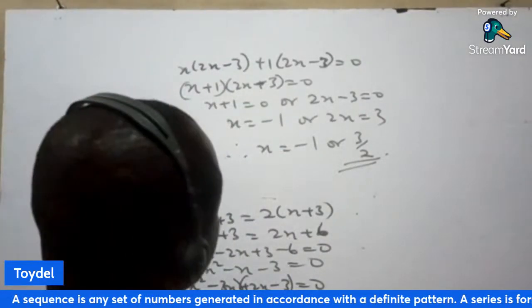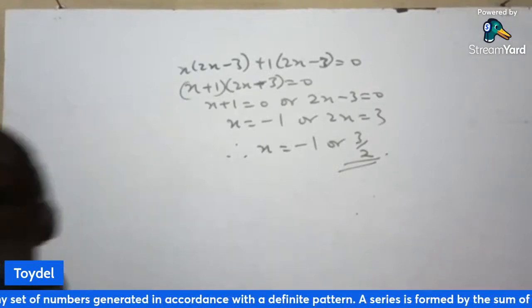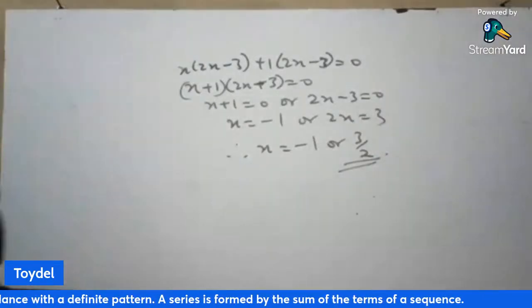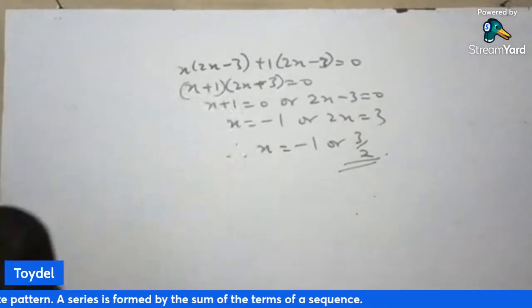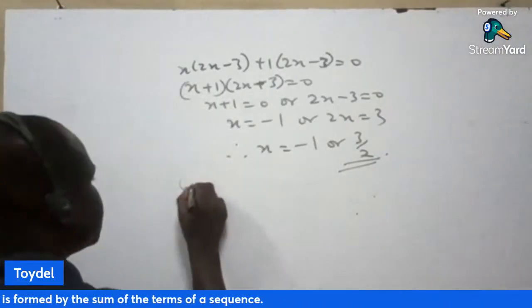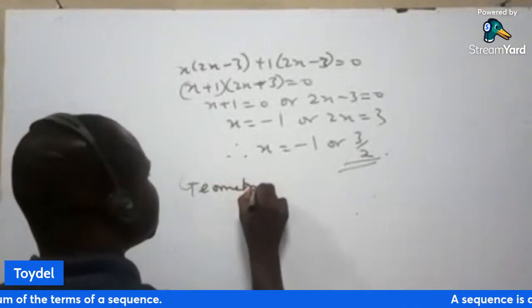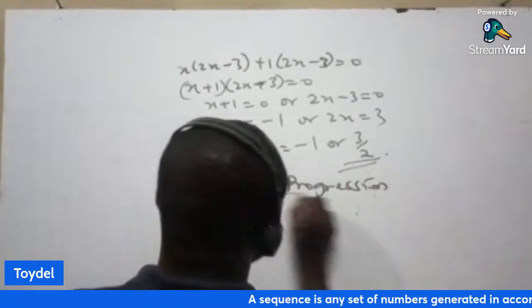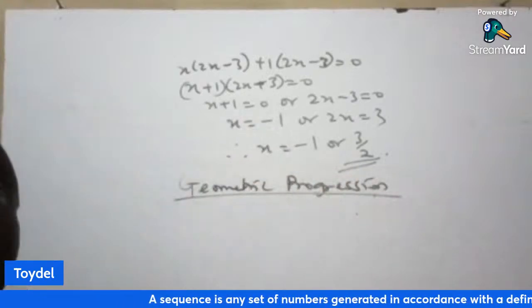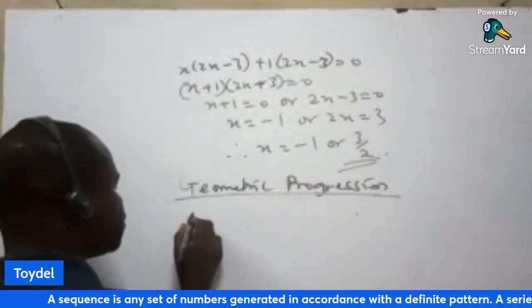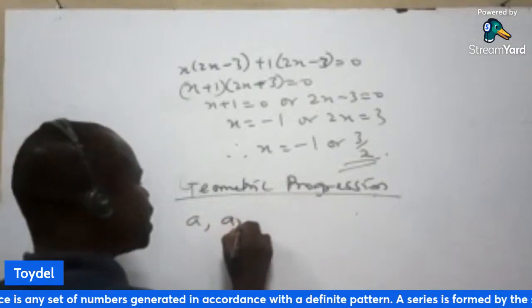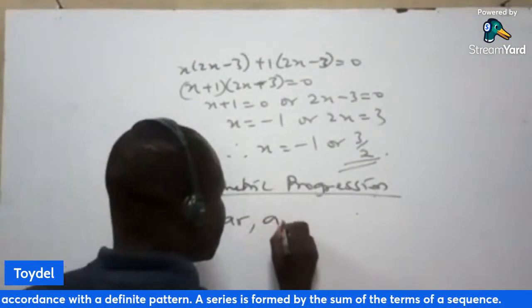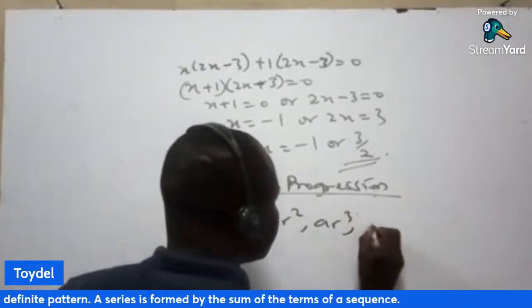So from there now, I'll move to geometric progression and get the general formula to find the nth term or last term of a geometric progression. Geometric progression is otherwise known as exponential sequence. Then the general form is given as a, ar, because for us to know the next term, we keep multiplying by the common ratio. Then we have ar squared, ar cubed, and so on.